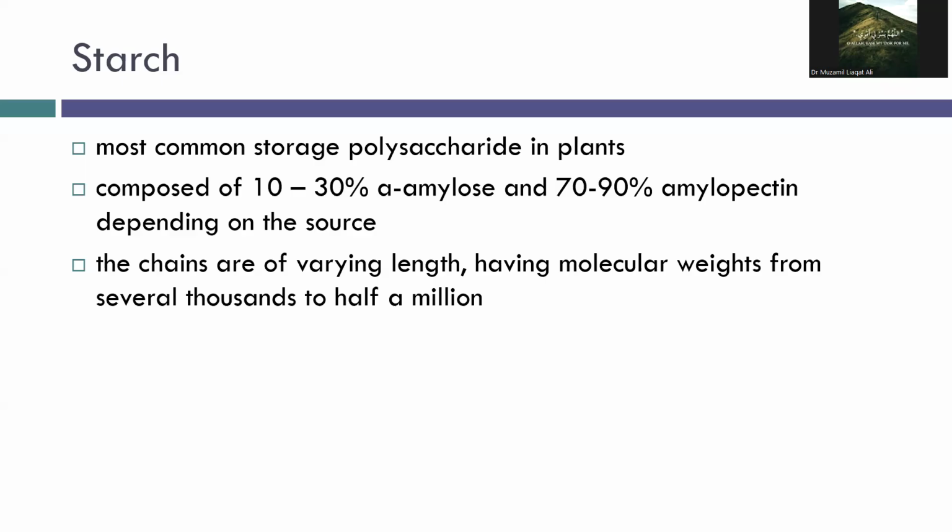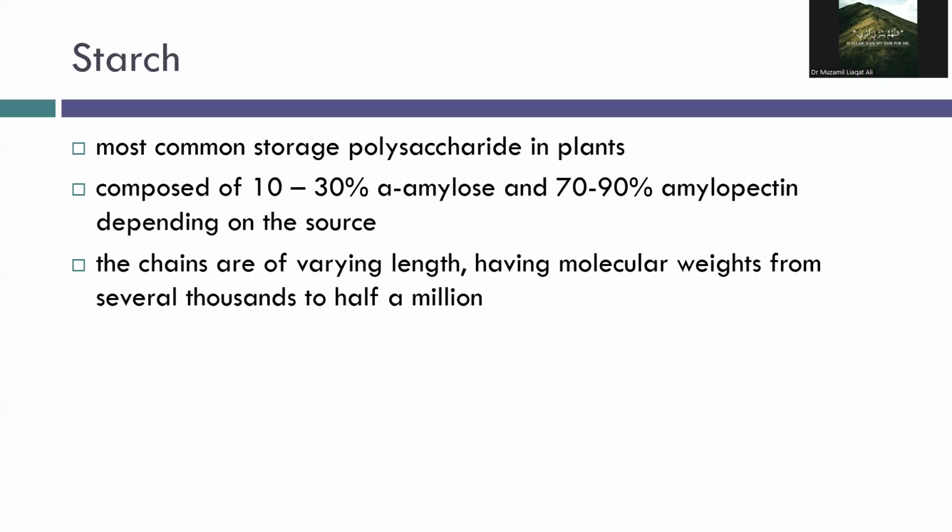That is an unbranched polymer of glucose linked by alpha 1,4 glycosidic linkages. This is very important from an exam point of view and a viva point of view, right? So this is an unbranched polymer of glucose linked by alpha 1,4 linkages, right? Or glycosidic bonds. Next is the amylopectin, 70 to 90%.